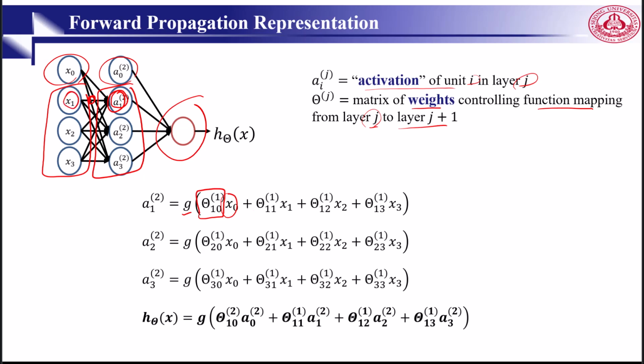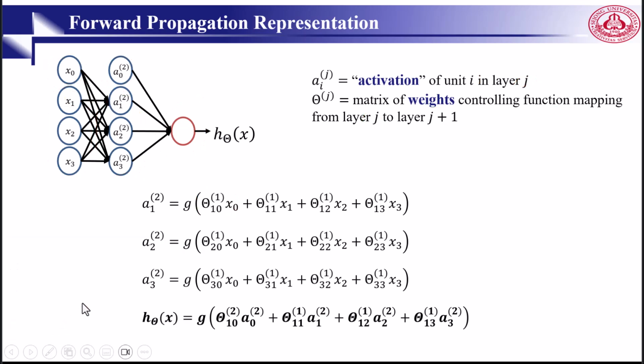Then, so let me clear this one. This is the sigmoid function, and we want to calculate the value for this one. It will be x0 multiplied by the weight of this channel, right? Then x1 multiplied by the weight of this one, plus x2 multiplied by the weight of this channel, plus x3 and the weight of this channel, right?